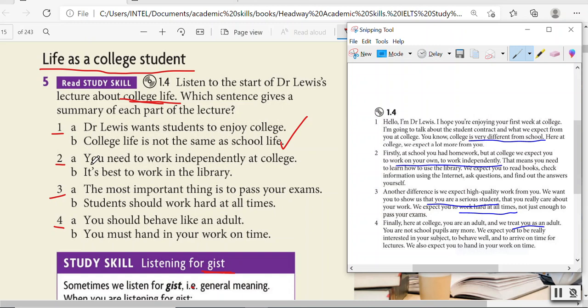Okay, you need to work independently at college, or it's best to work in the library. Which one? Of course, option A, you need to work independently at college. And number three, the most important thing is to pass your exam, or students should work hard at all times. You should behave like an adult. You must hand in your work on time. Must. Okay? Of course, for number two, the right option is A.